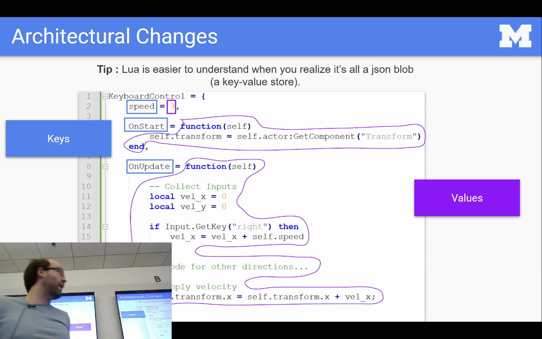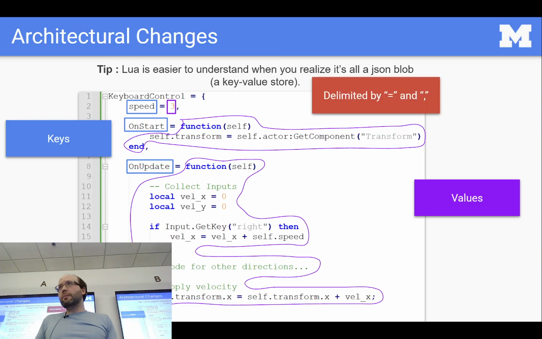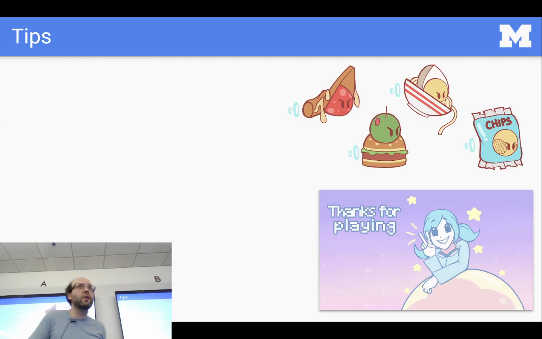These functions have source code inside of them. And so the delimiter for Lua is that equal sign separating the key from the value, and the comma, just like JSON, separating the end of a value from the next key. So you can see the delimiters in these red blocks.